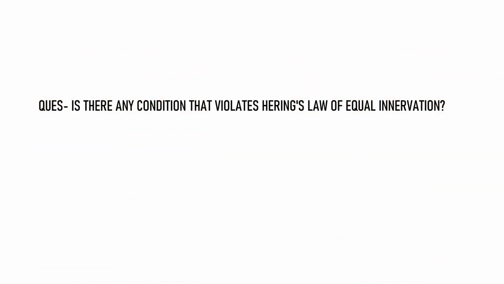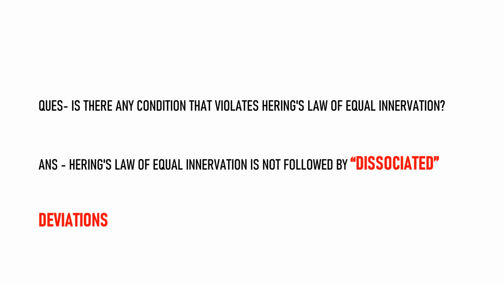So, is there any condition that violates Hering's law of equal innervation? Means any condition in which this law is not followed? So, Hering's law of equal innervation is not followed by dissociated deviations. In fact, the reason why these movements are called dissociated is because these movements are not associated with simultaneous movement of the opposite eye.